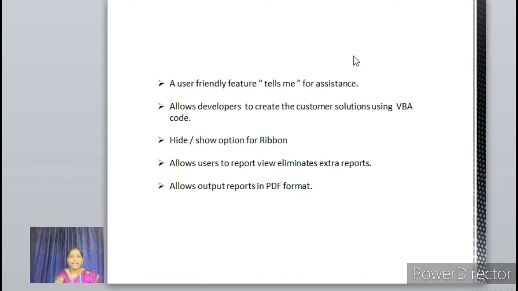It allows developers to create custom solutions using VBA code. VBA stands for Visual Basic Administration. It hides or shows options for the ribbon bar. It allows users to view reports, eliminates extra reports, and it allows output of reports in PDF.